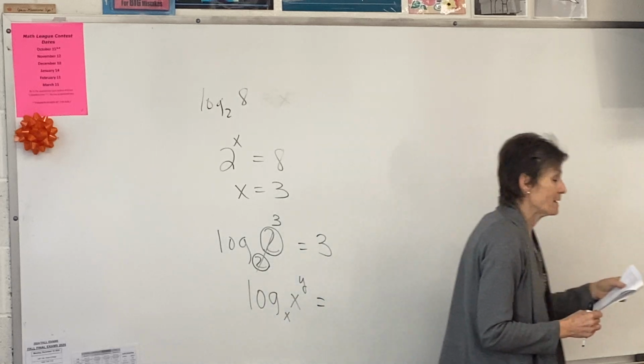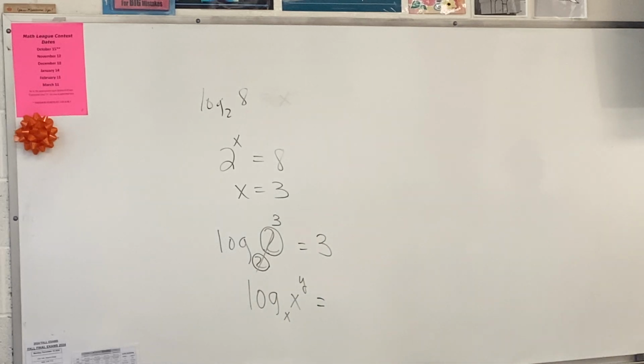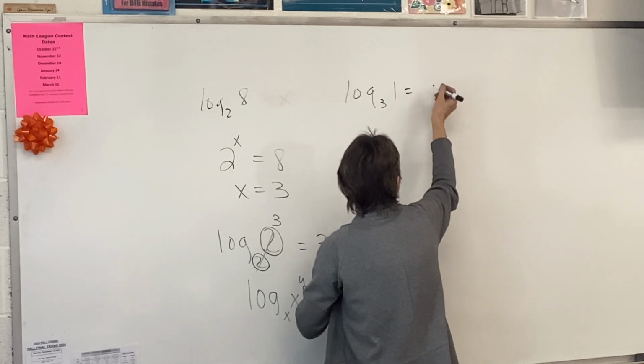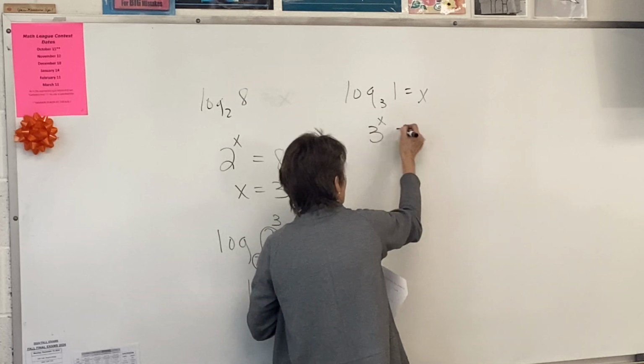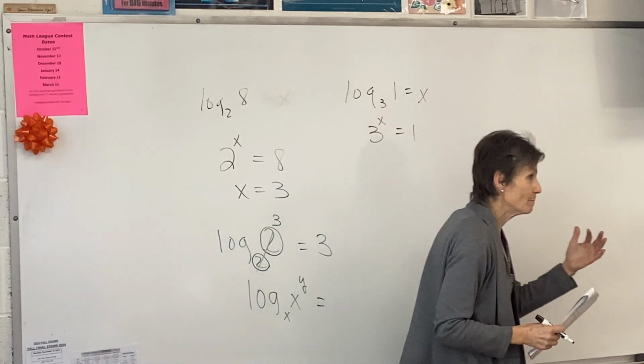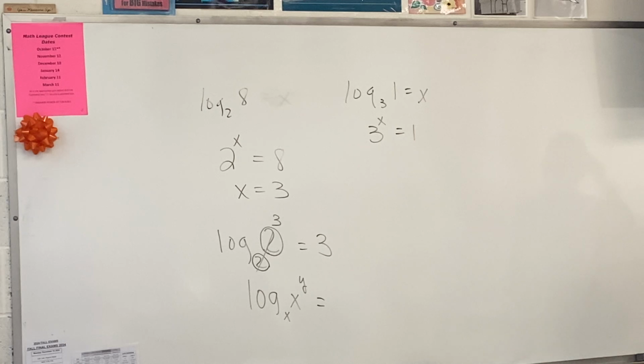All right, so what do we get for B? 2. C, 5. D, 2, because there's a base of 10 in there, right? E, 1/2, because 16 to the 1/2 is 4. Ooh, F, 0. Because if we say log base 3 of 1 equals something, that means 3 to the something has to be 1. And the only power you can raise 3 to and get 1 is the 0.